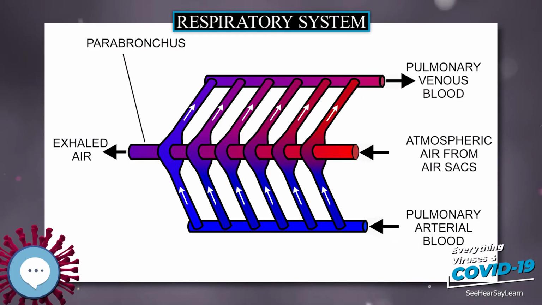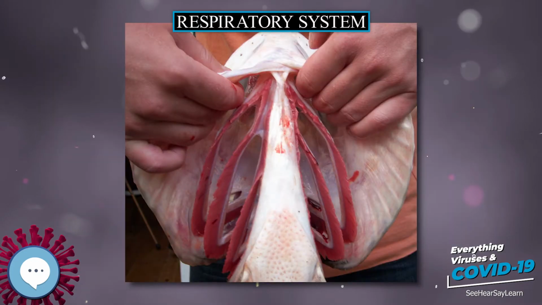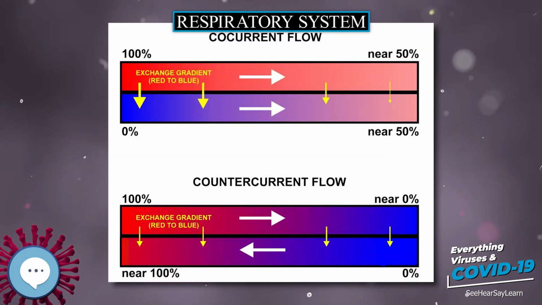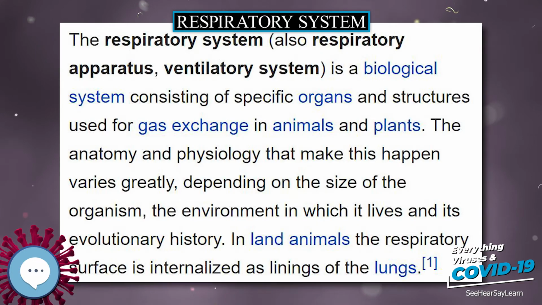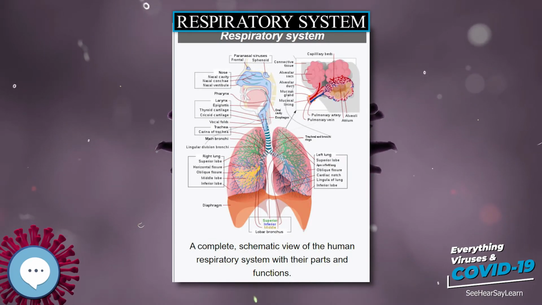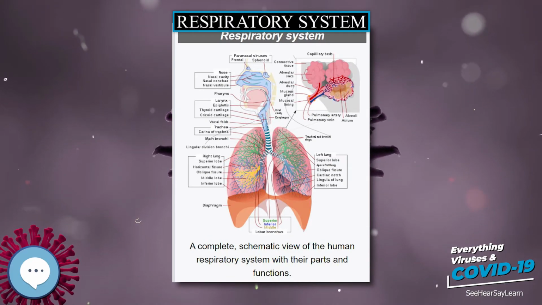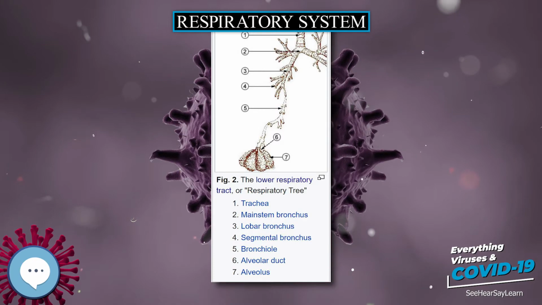In land animals, the respiratory surface is internalized as linings of the lungs. Gas exchange in the lungs occurs in millions of small air sacs called alveoli in mammals and reptiles, but atria in birds. These microscopic air sacs have a very rich blood supply, thus bringing the air into close contact with the blood. These air sacs communicate with the external environment via a system of airways, or hollow tubes, of which the largest is the trachea, which branches in the middle of the chest into the two main bronchi.